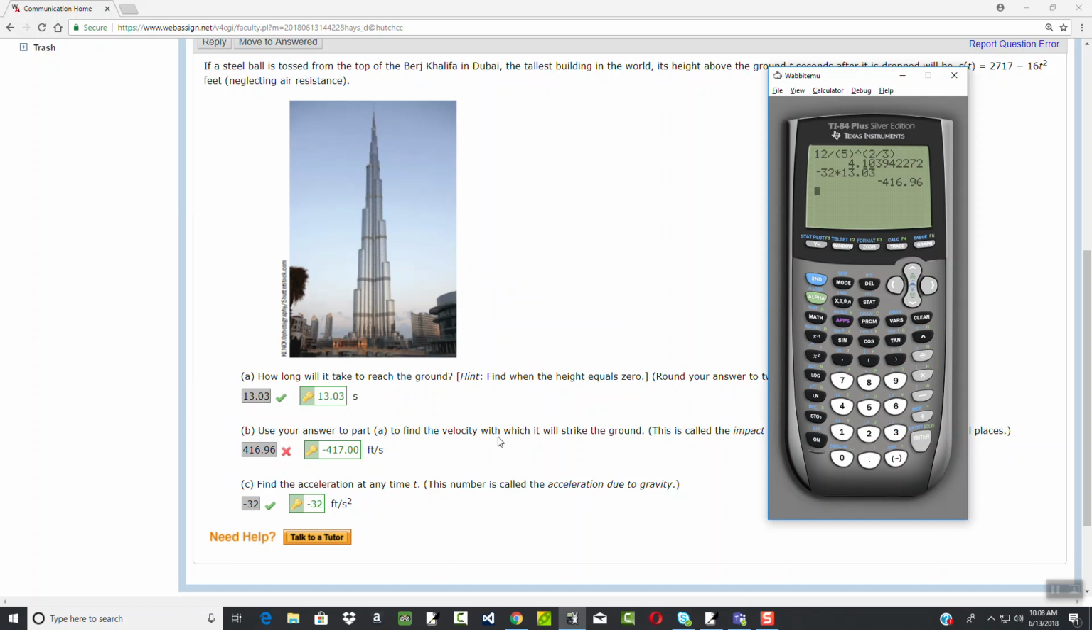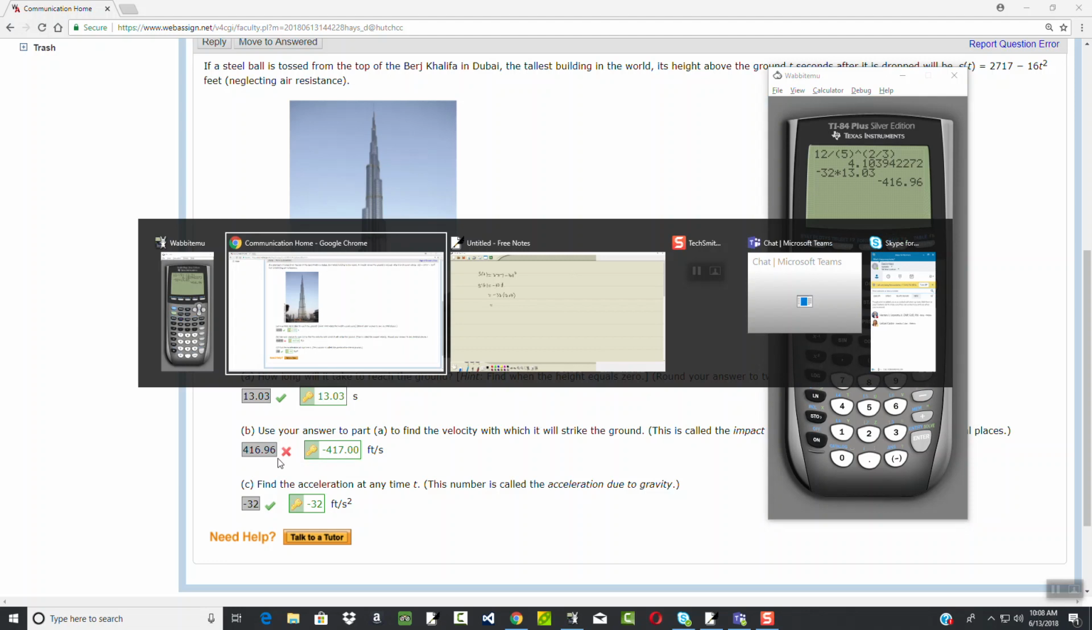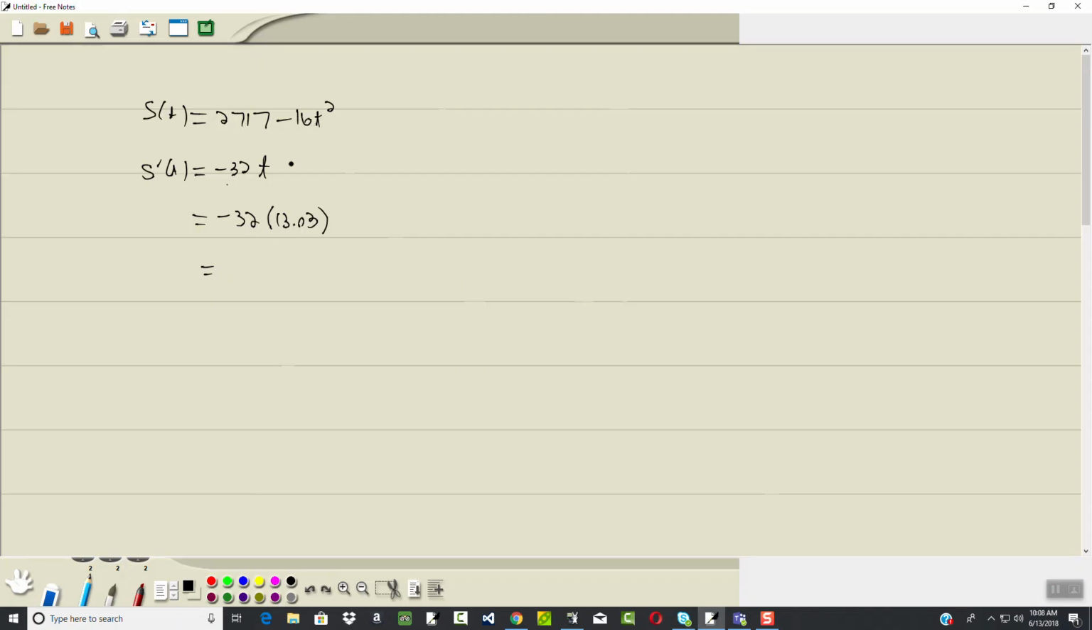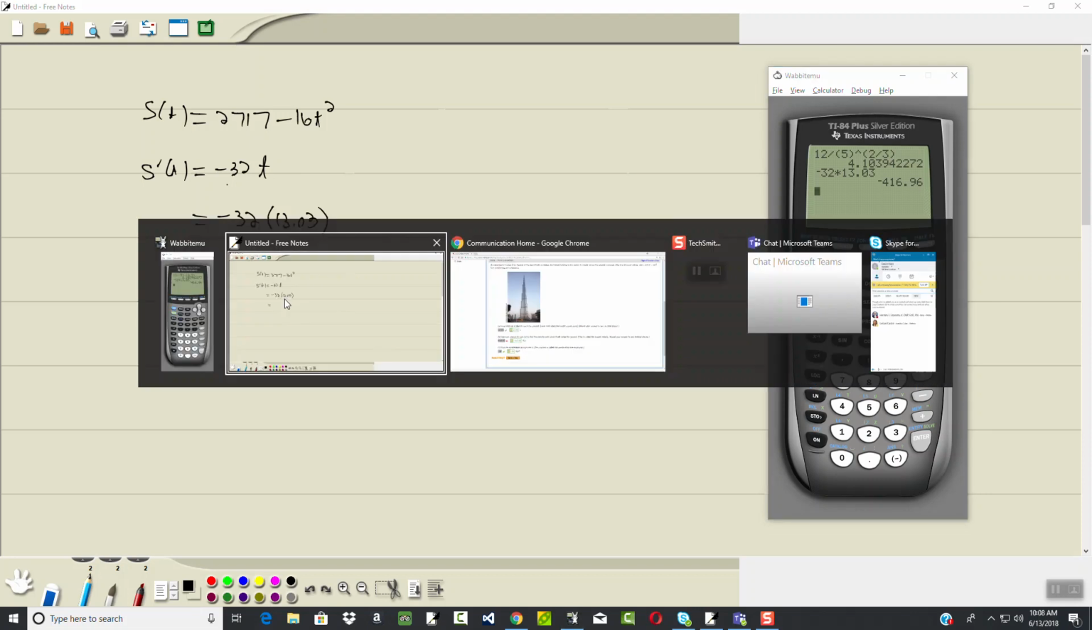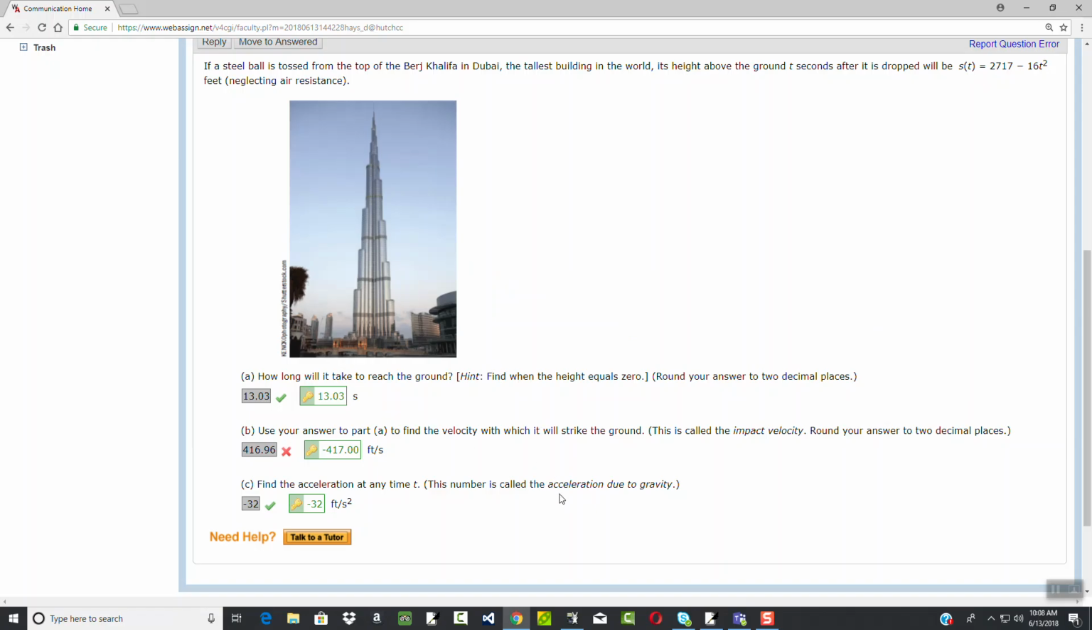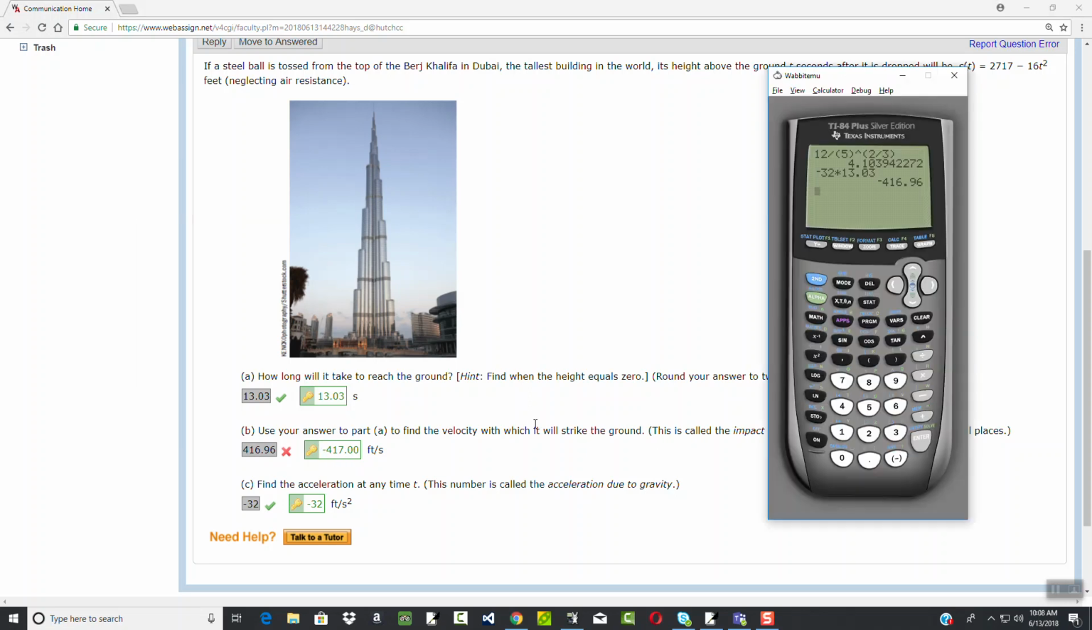And we get 416.96. Why did I get a negative? Let me think about that one for a minute. Negative 32. Oh, okay, I understand. You didn't put a negative here, but the answer is negative. Now, that's not what the answer says, though. It says negative 417. So you may be wondering, well, why?